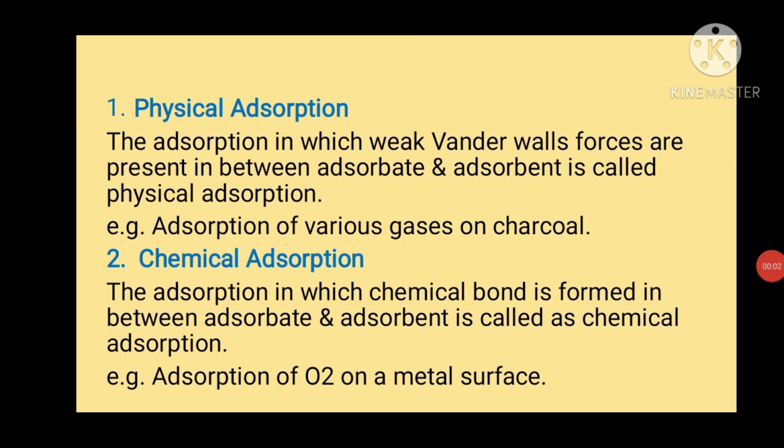First one, physical adsorption. The adsorption in which weak van der Waals forces are present between adsorbate and adsorbent is called physical adsorption. For example, adsorption of various gases on charcoal. Second one, chemical adsorption. The adsorption in which a chemical bond is formed between adsorbate and adsorbent is called chemical adsorption. For example, adsorption of oxygen on a metal surface.